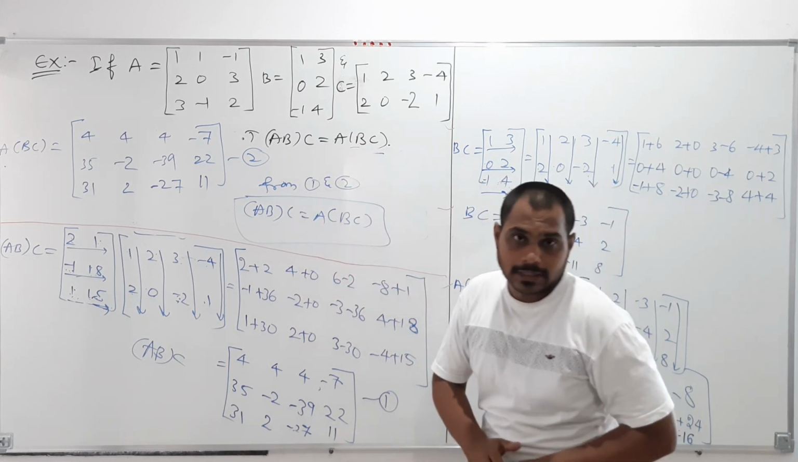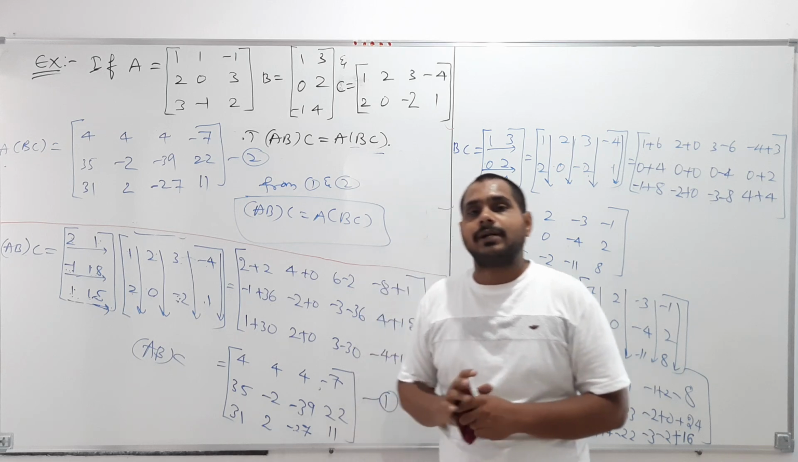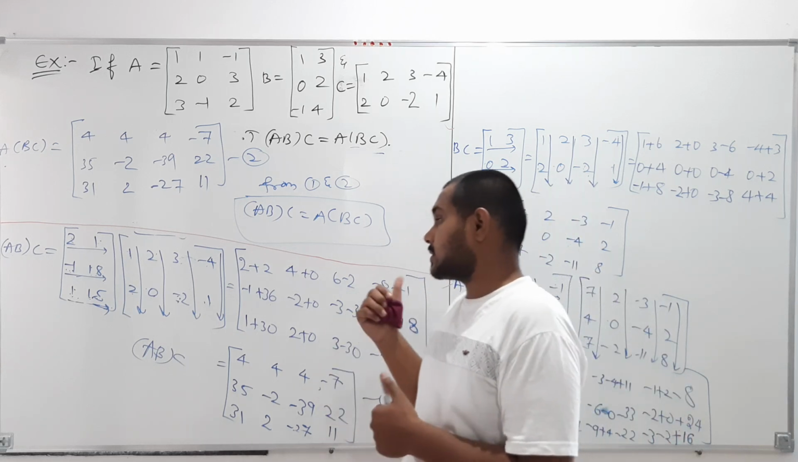AB into C is equal to A into BC. So, this is very important, my dear friends. For 5 marks they'll ask such type of questions.